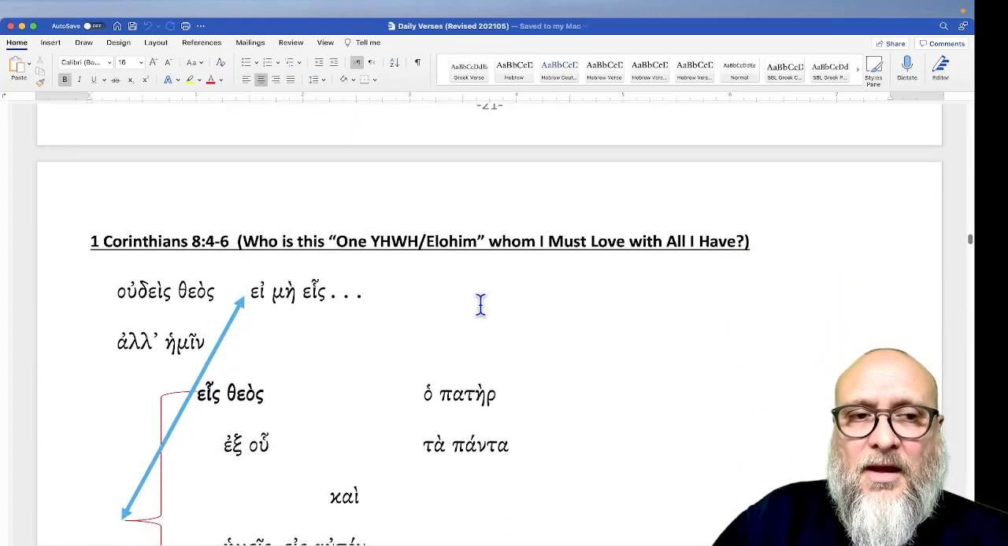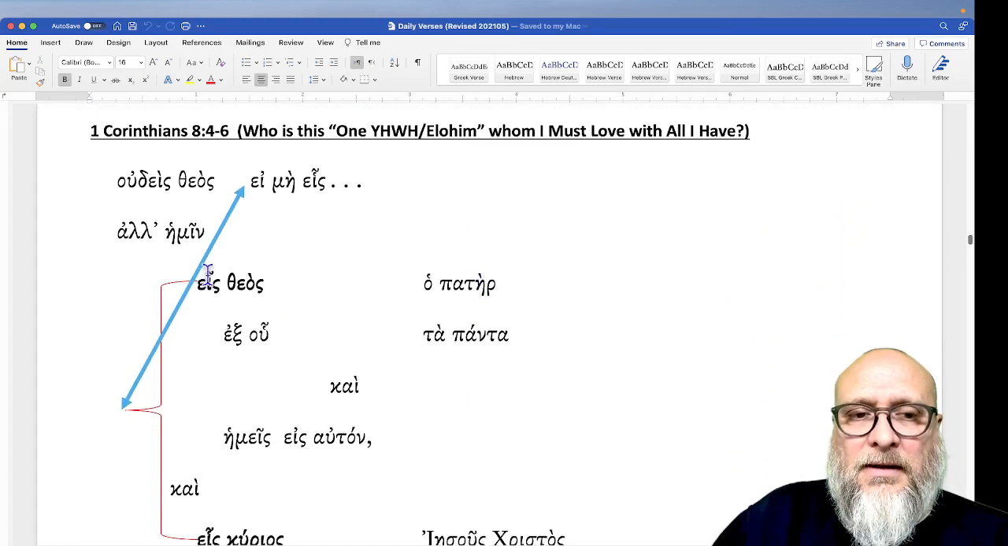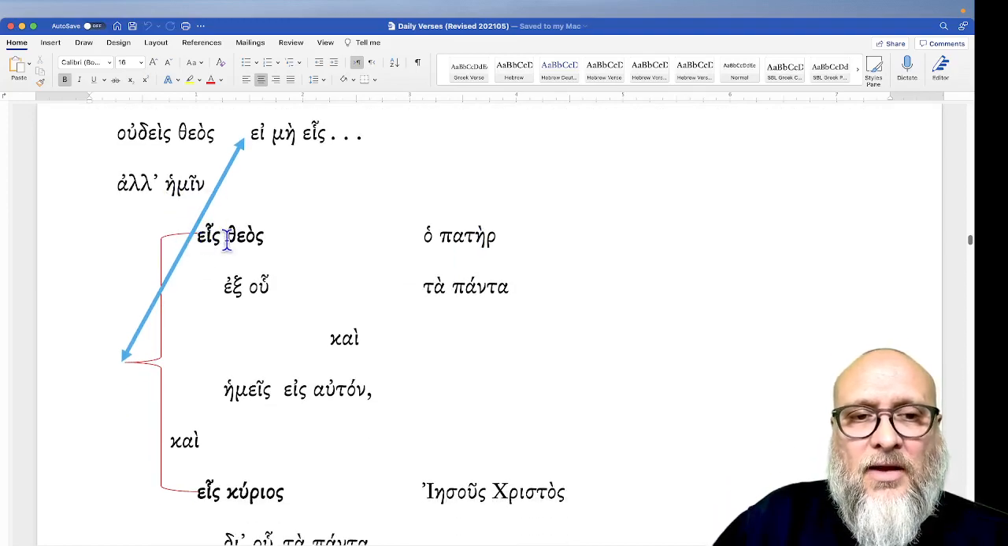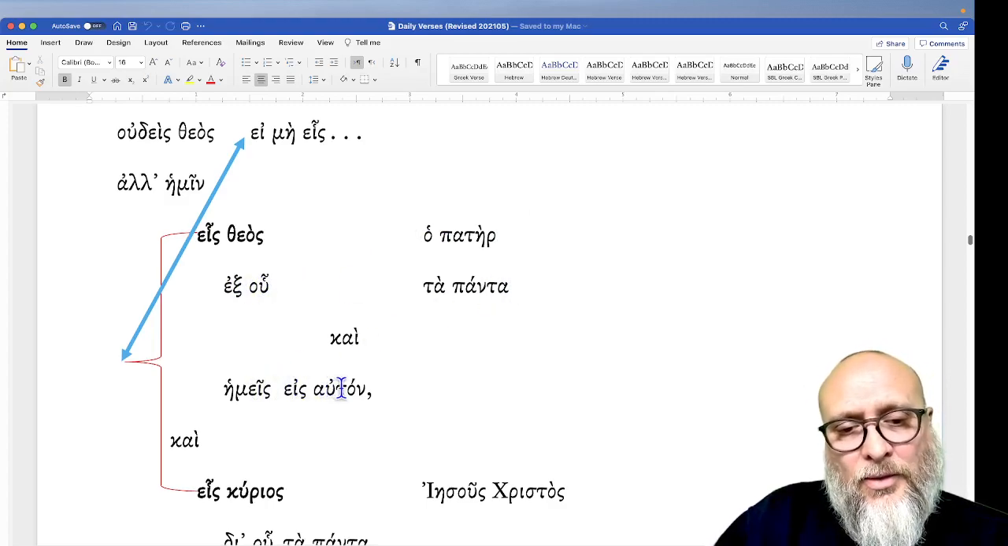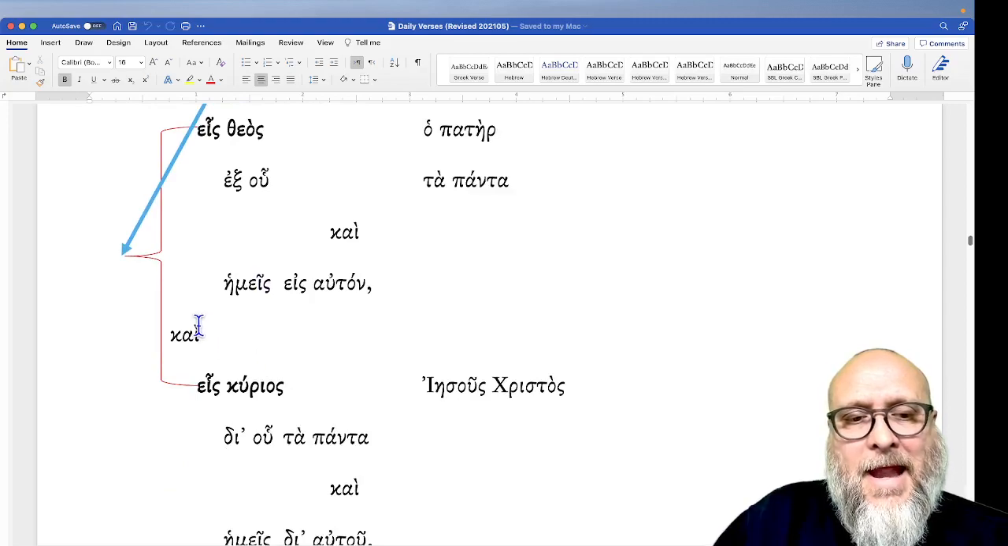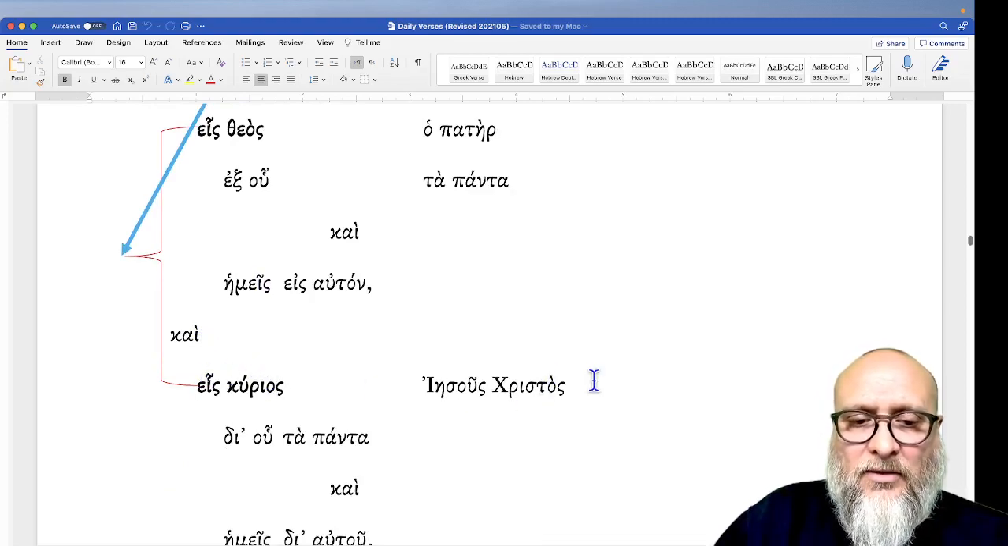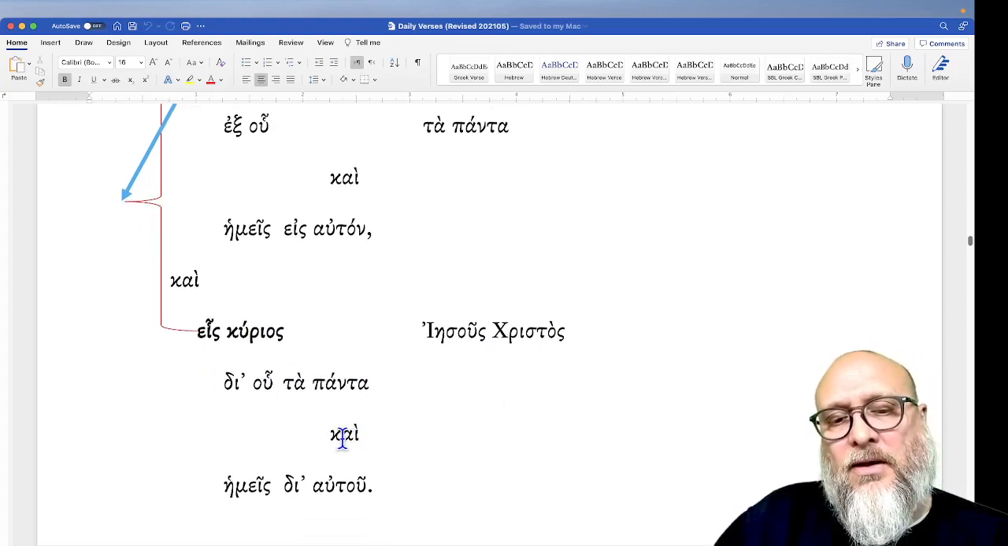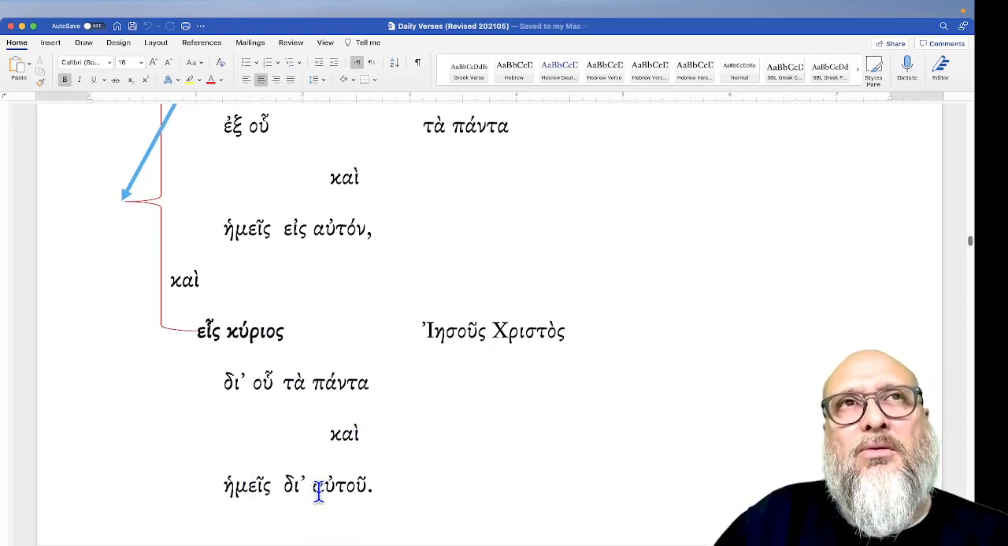Then Paul says this, yet for us there is Theos, the Father, from whom all things are, and we are into him, and Kurios, Jesus Christ, through whom all things are, and we are through him.